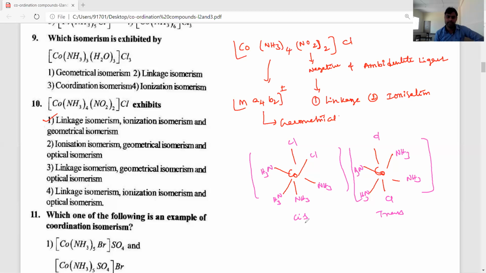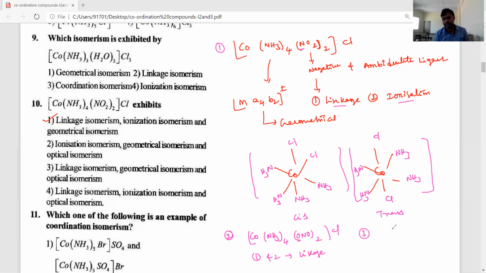Okay, students. Along with this geometrical isomerism, this given complex is also possible for linkage as well as ionization isomerism. So the answer is the first one. Why is it able to show linkage isomerism, dear students? NO2 is an ambidentate ligand. So this is 1. I will write one more structural arrangement for linkage isomerism: Co(NH3)4(ONO)2 Cl2. Here the donor atom is oxygen, here the donor atom is nitrogen. So 1 and 2 are linkage isomers.